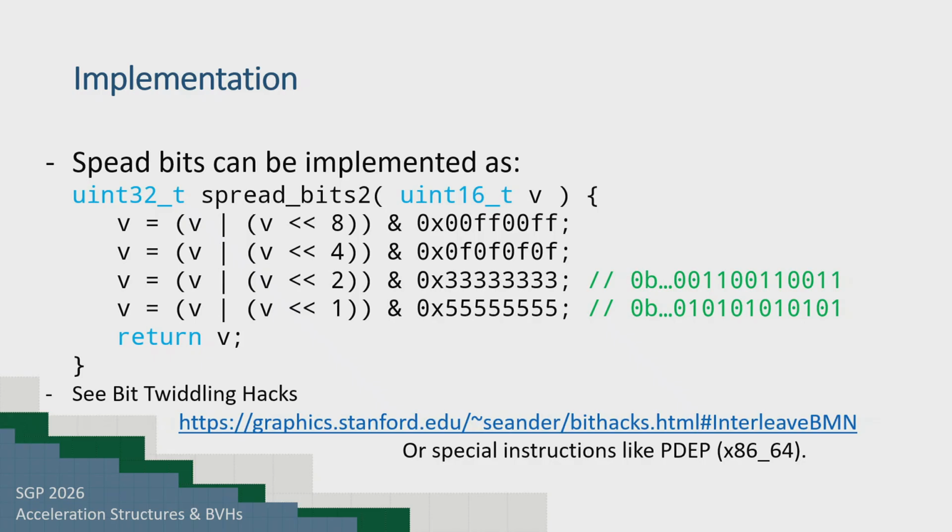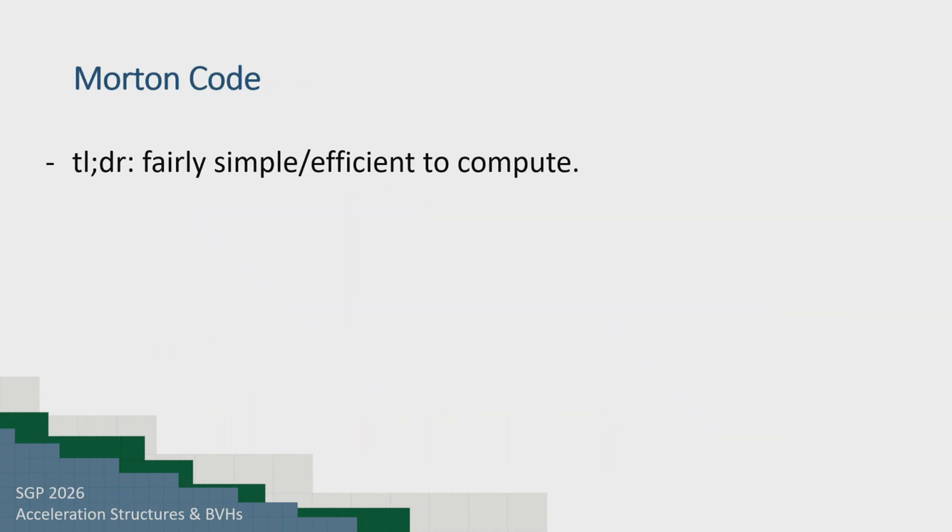If you're not familiar with bit twiddling hacks, I recommend studying it. It's a great webpage where they talk about all of these things. It's also common enough that we have specialized instructions that can help us do this in a single instruction. So pdep, the bit deposit instruction on x86, would let you do this one step in just one go. If your eyes glazed over at all the code, the main takeaway is that this is fairly simple and efficient to compute.